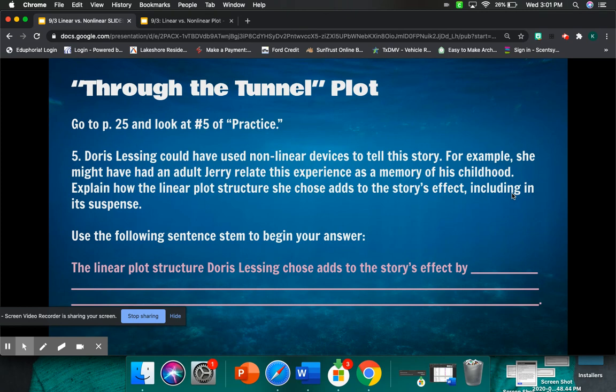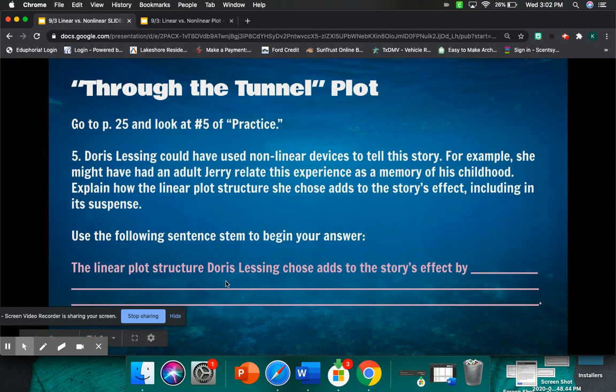Explain how the linear plot structure adds to the story's effect, including in its suspense. When you're telling a memory, things have already happened, right? All of the feelings of that memory are gone now. What you felt during that time isn't as intense. But when you tell a story in a linear way, nobody knows what's coming. There's no foreshadowing, no flashing back, nothing like that. So how does telling a story without things like foreshadowing build suspense? That's what you're answering here.